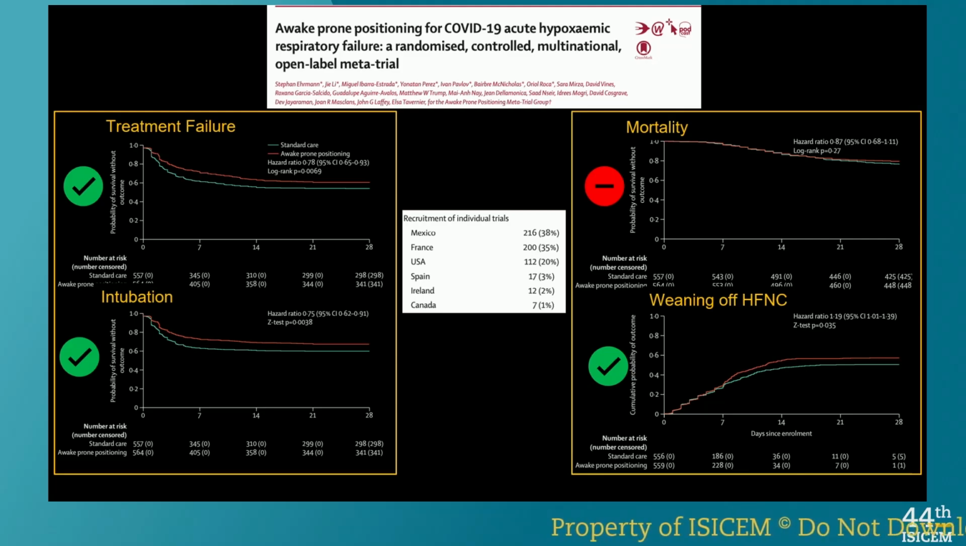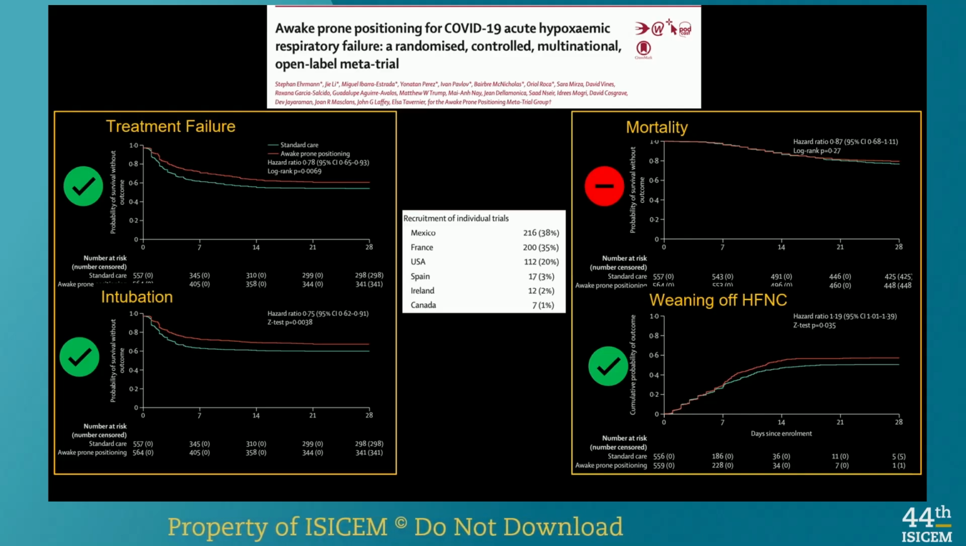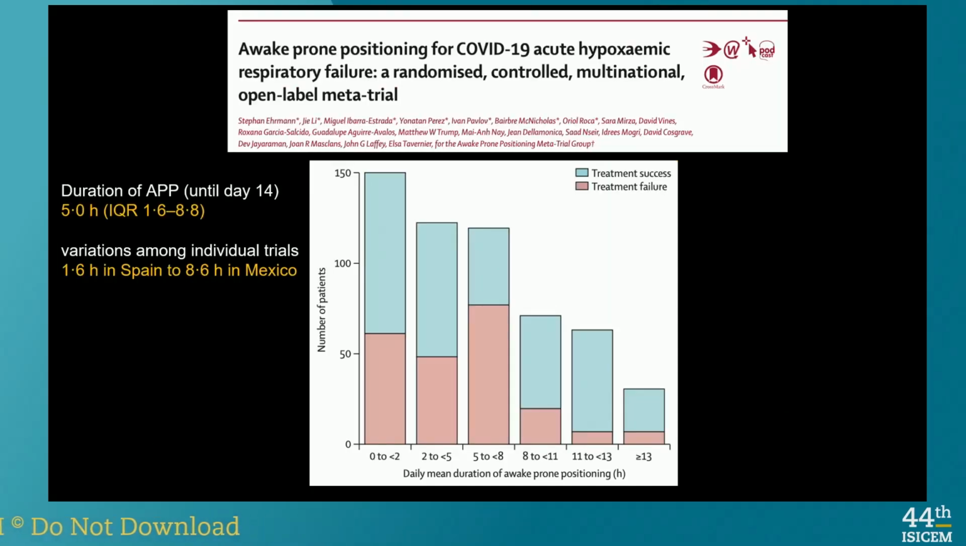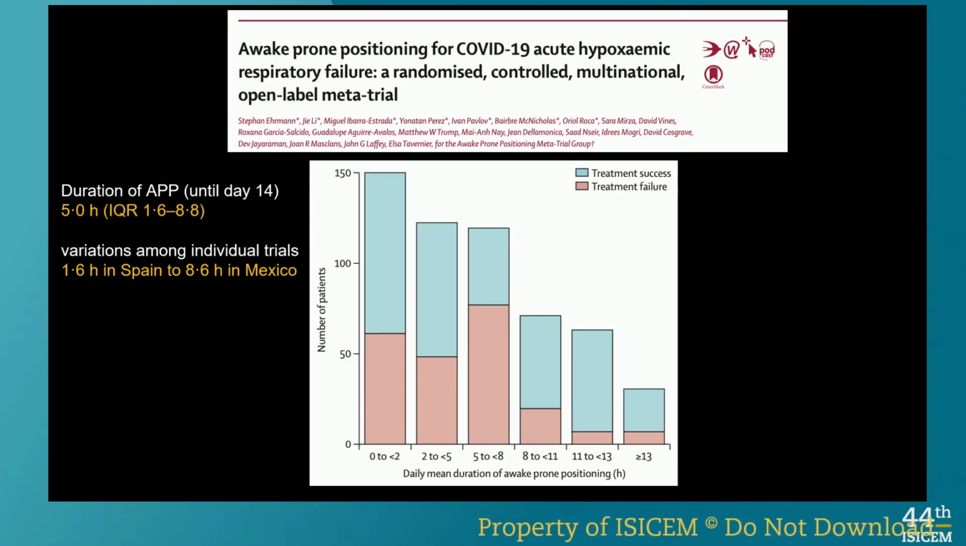You can see the Kaplan-Meier curve in favor of treatment failure. So in other words, there was less treatment failure in the awake-prone positioning, less intubation, more rapid weaning from high flow, but no change in mortality. And this is quite interesting because when you look at the time the patient spent in awake-prone position in hours, from 0 to more than 13, you can see that the blue is success, and the orange-pink, depends on your color vision, is failure.